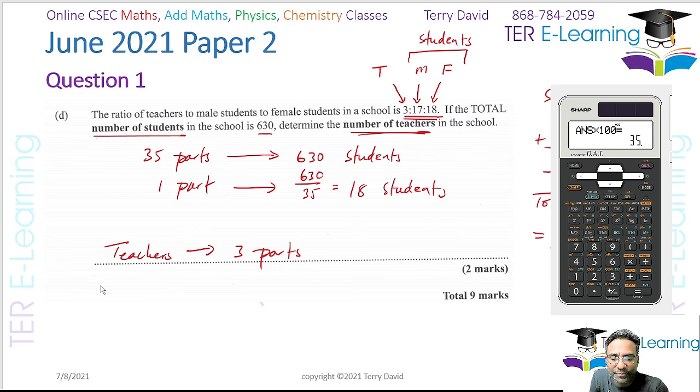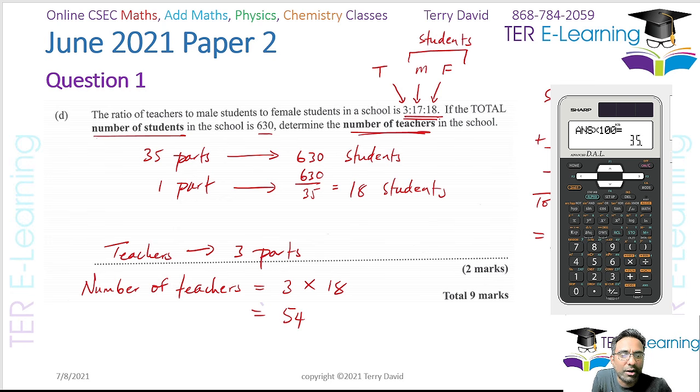So therefore, the number of teachers, since the number of teachers is 3 parts, is going to be equal to 3 parts multiplied by how much one part is, which is 18. So it's simply 3 multiplied by 18, and that's going to give me 54 teachers. So this gives me a total of 54 teachers.